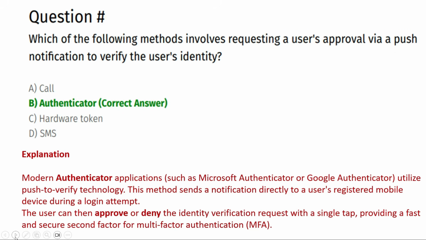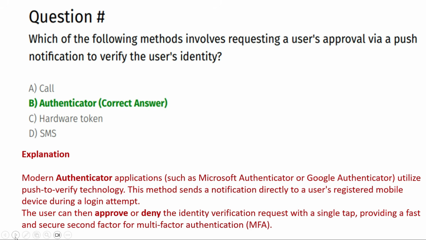The next question is, which of the following methods involves requesting a user's approval via push notification to verify the user's identity? Option A, call. Option B, authenticator. Option C, hardware token. Option D, SMS. And the correct answer for this question is option B, authenticator.